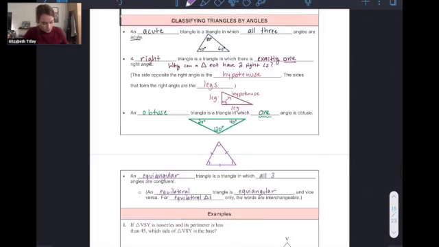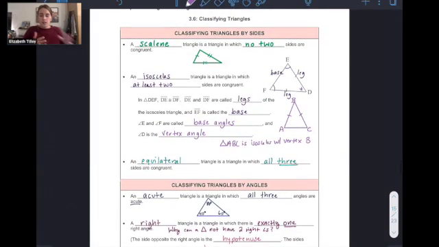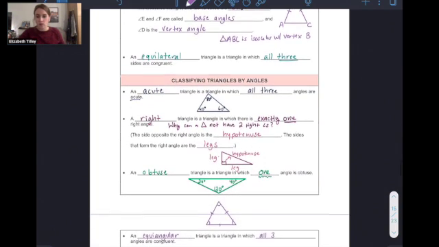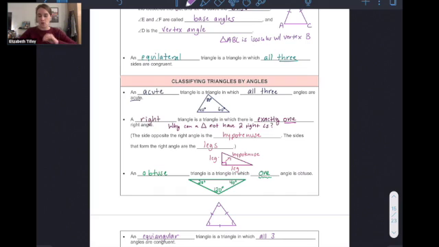Okay, so here's what we got. You can classify triangles both by their sides and by their angles. So when we classify them by their sides, we're looking at how many of the sides are congruent. None, two of them are congruent, or all three. For angles, we want to look at what types of angles our triangle has and use that to classify, is it acute, right, or obtuse. And we can mix and match angle and side classifications to give our best description of a triangle.